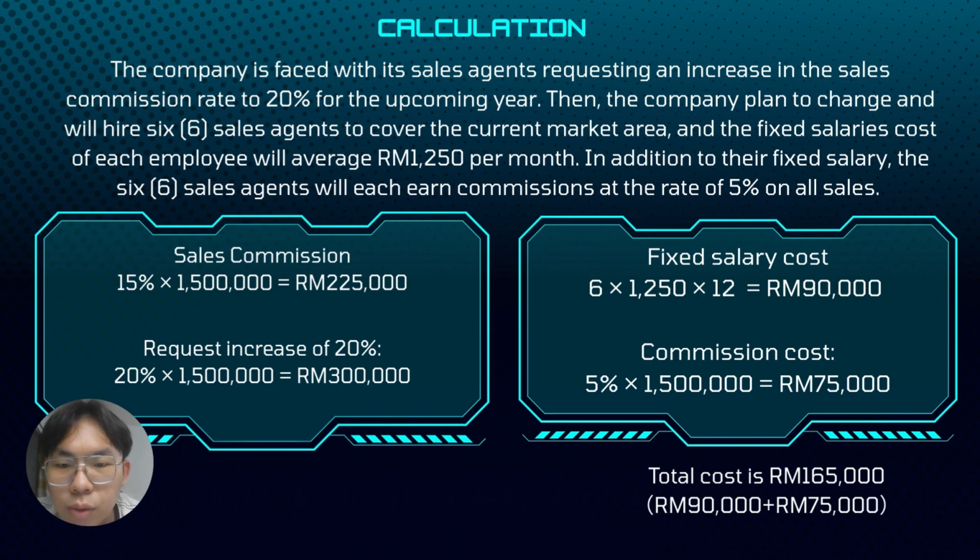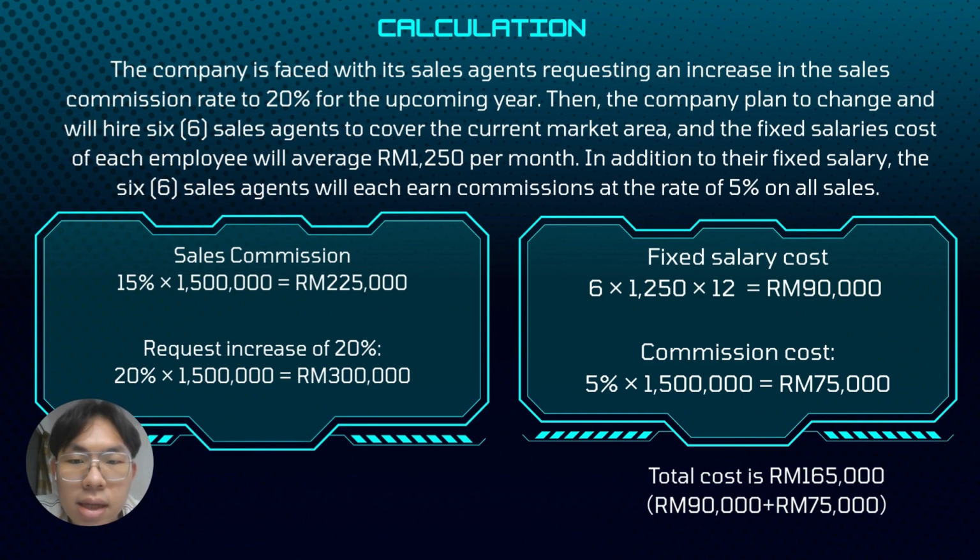For the current sales commission, we use the 15% multiplied by 1.5 million, which equals 225,000 ringgit Malaysia. And for the requested increase of 20%, we use the 20% multiplied by 1.5 million ringgit Malaysia, which equals 300,000 ringgit Malaysia.